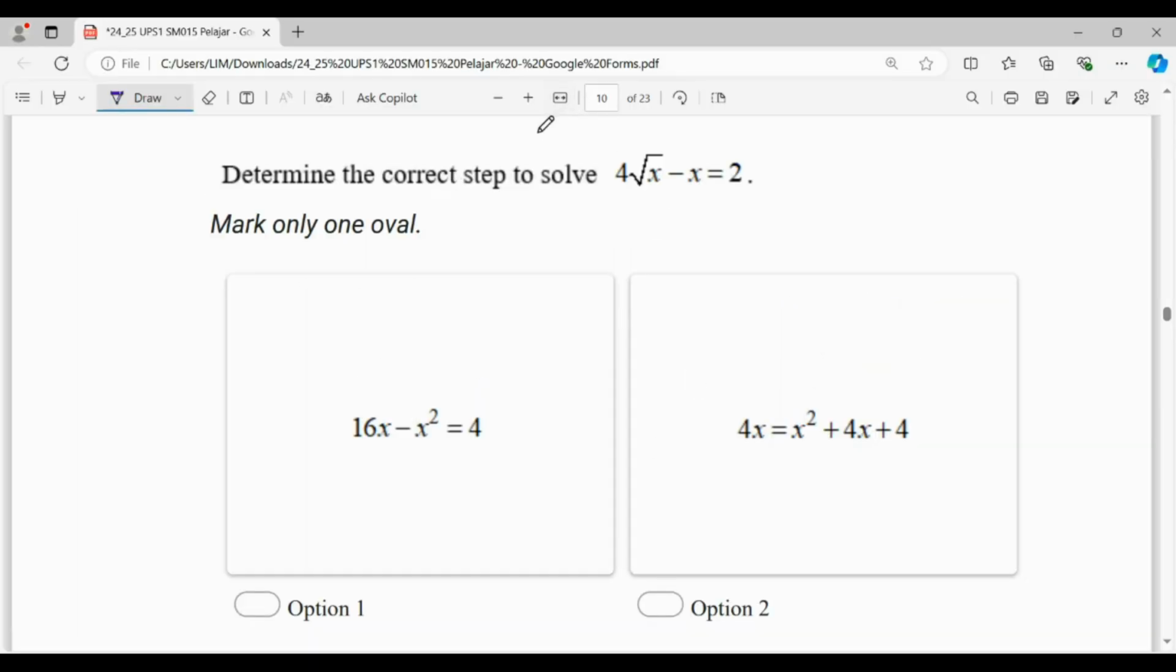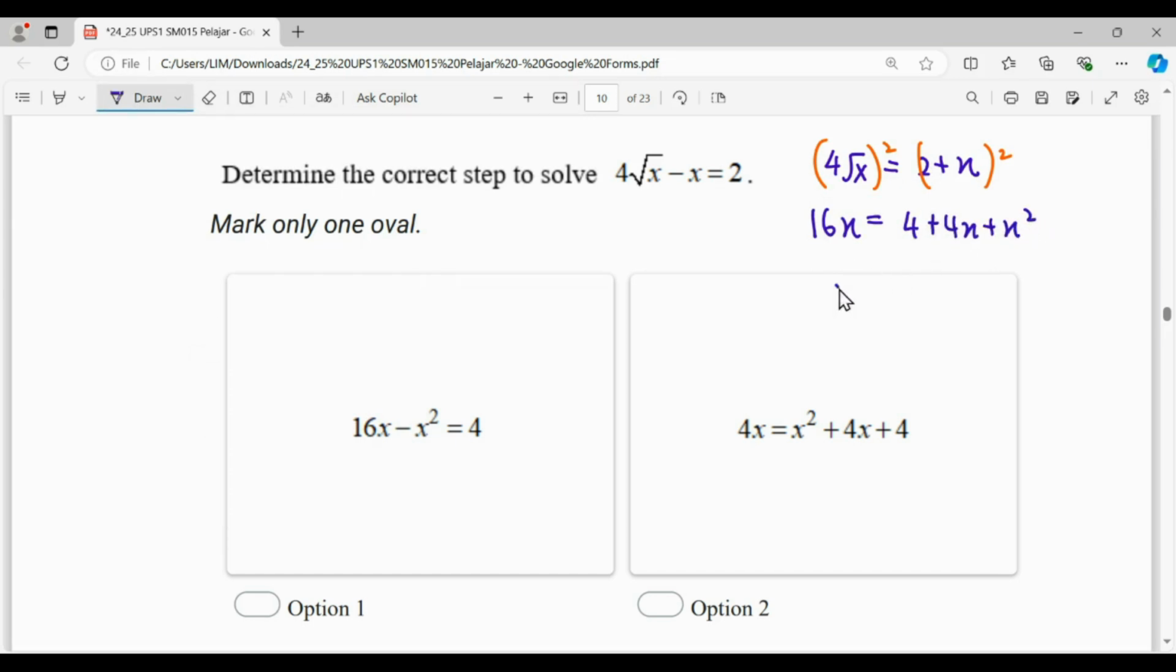Determine the correct step to solve this. When we have a square root, we rearrange so that the square root is on the left hand side and the others we move to the right hand side. To remove our square root, we square both sides. 4 squared gives us 16, the square root and square cancel each other, and we expand this, we get 4, and then 4x plus x squared.